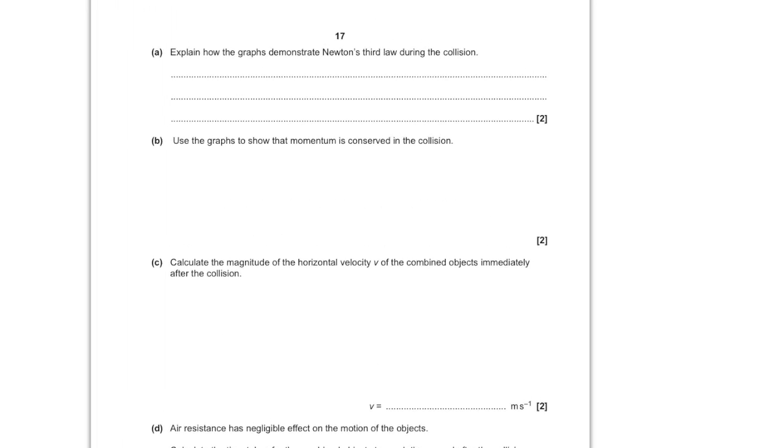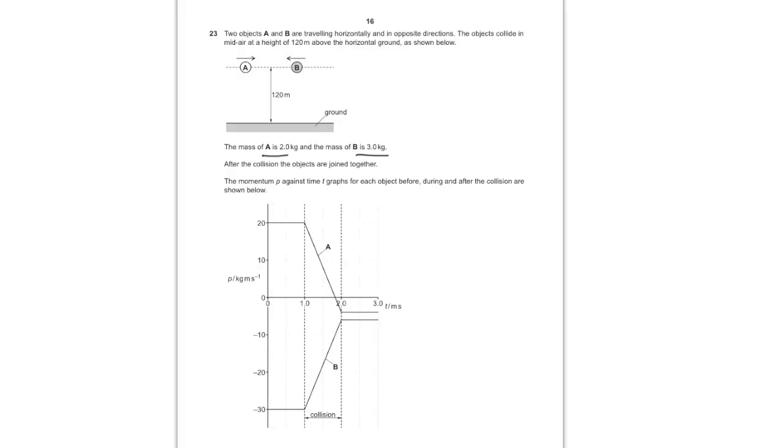So let's have a look at the questions that they're asking us. For the first part, we are to explain how the graphs demonstrate Newton's third law during the collision. We know Newton's third law suggests that if two objects are interacting, then their forces are equal and opposite. So if we look back at the graph again, if we could just calculate the gradient, because the gradient here would represent the change in momenta of the two objects over the time taken, which is basically 1 millisecond, I should say.